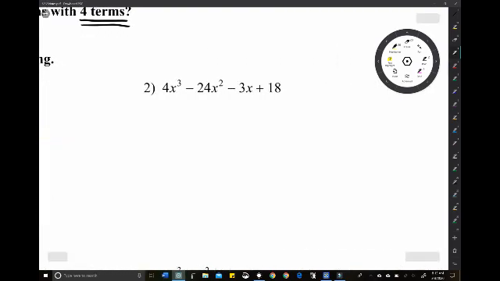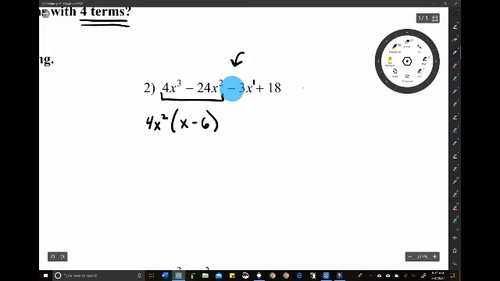So this next one, there's a little curveball with this, but let's just begin the same idea. So 3, 2, 1, and constant, so we're good to go. Focus on the first two. They're each going to share a 4x squared. That's going to leave you with x minus 6. The goal is to get this x minus 6. Now here is the big thing with this one. If this middle term here is a negative, factor out the negative.